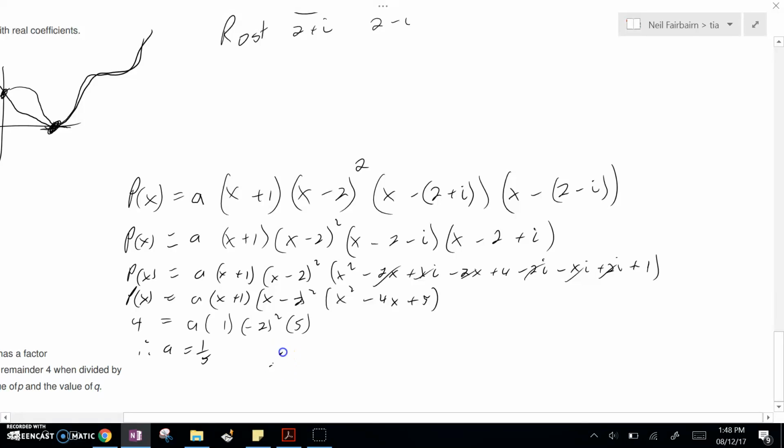And therefore our answer is p of x is equal to 1/5 times (x plus 1)(x minus 2) squared times (x squared minus 4x plus 5). Hope that helps. Have a good day.